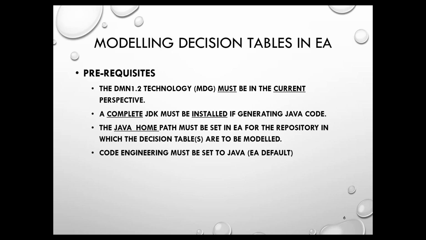And you have to set a path in EA known as the Java home. And we can show that where is. And there is a code engineering toolbar on the EA workspace, which controls which languages your objects are set to. And that is Java by default, but I always have this toolbar exposed so I can control the programming language myself. So that's the prerequisite.